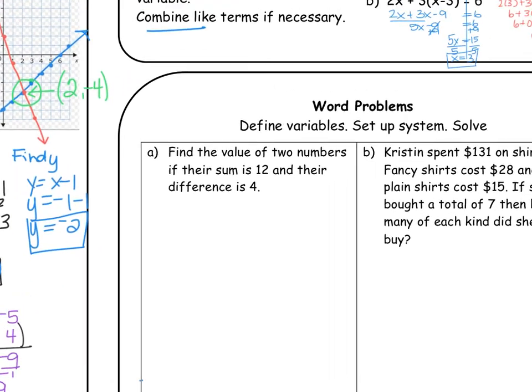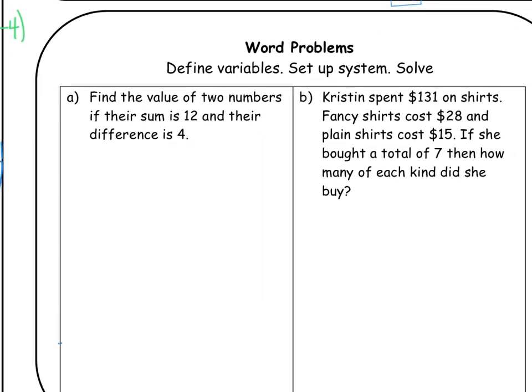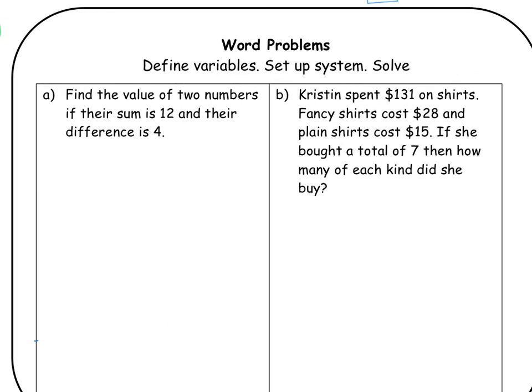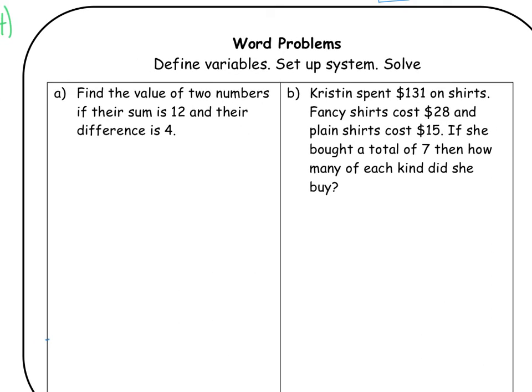And finally, we are going to move on to word problems. This, I believe, in our Math 1 unit was where we had the mixture problems, but these are a bit easier. So this is the important part: define your variables, then set up the system and solve. But I'm going to stress again, this is the important part, define your variables.